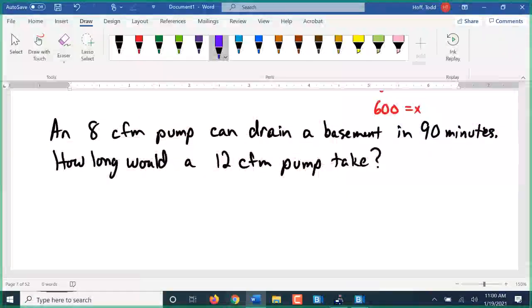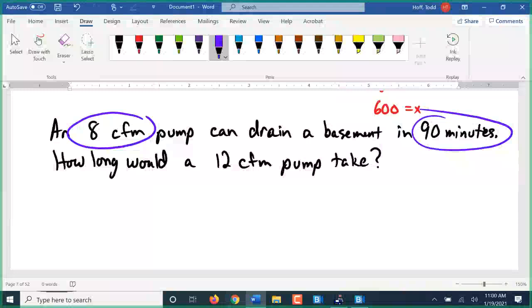So this is a constant product. Our constant product here is the size of the pump times the time it takes to drain the basement. So we have 8 CFM times 90 minutes is the first pump. Well, the second pump is 12 CFM times X. We don't know the number of minutes. We're trying to find.